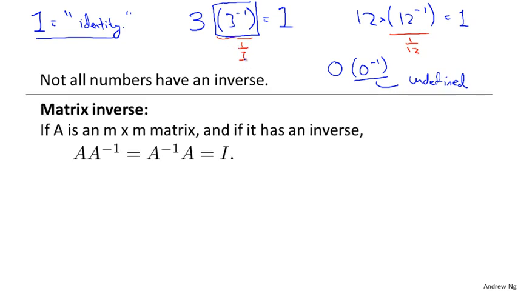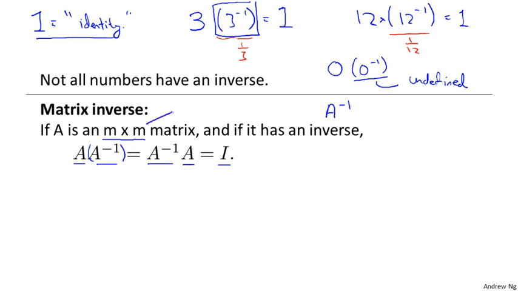Here's the idea. If A is an m by m matrix, and if it has an inverse, I'll say a little bit more about that later, then the inverse is written A to the minus 1, and A times its inverse, A to the minus 1, is equal to A inverse times A, which gives us back the identity matrix. Only matrices that are m by m for some value of m have an inverse.